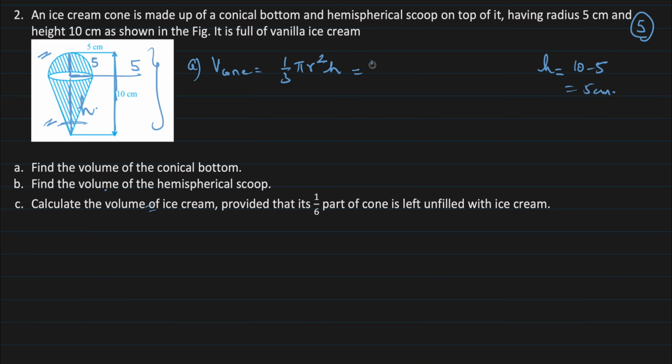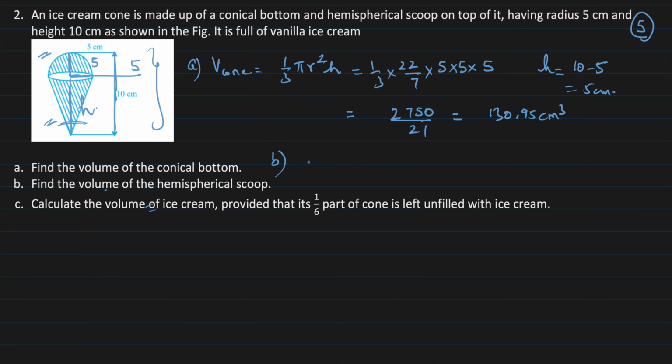So let's put the values now. Pi value not given, so 22 by 7 by default. Radius 5 into 5, height is also 5. So after solving this, you will get 2750 by 21, and when you simplify it, you will get something 130.95 centimeter cube. Okay students, do check the calculation on your own.